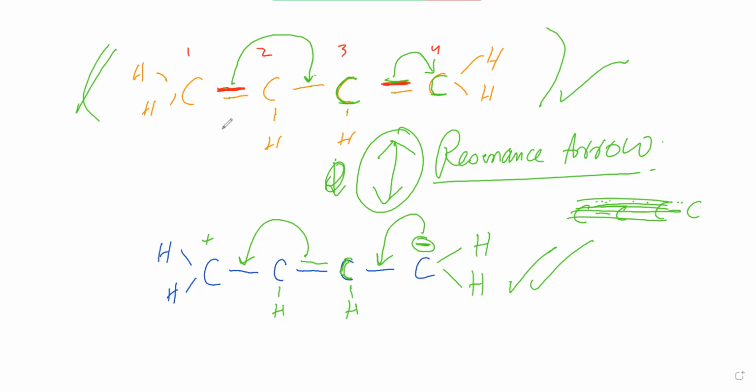Let me show you one more. Suppose you have a double bond, and here you have a carbocation. Again, in this case, the double bond can move. That's another criterion. If a C=C double bond has another carbon in its vicinity with a positive charge, then the electrons can move this way. Is it clear now?